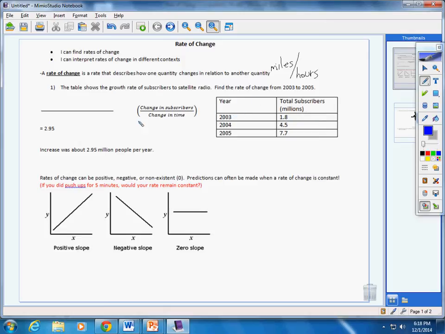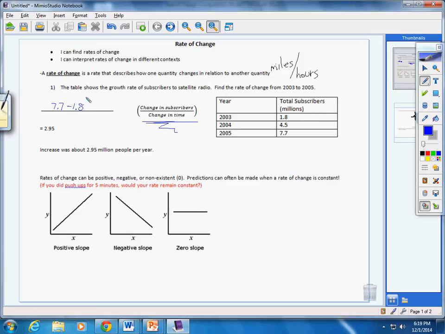Okay, so we put a little clue right here to help you guys out. If you're going to find the rate of change from 2003 to 2005, on top you're going to put, hey, how much did the subscribers change by? How much did we grow or shrink? So in 2005, we had a total of 7.7 million subscribers. In 2003, we had 1.8 million.